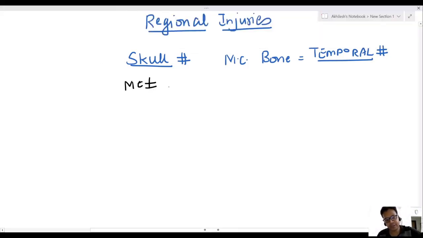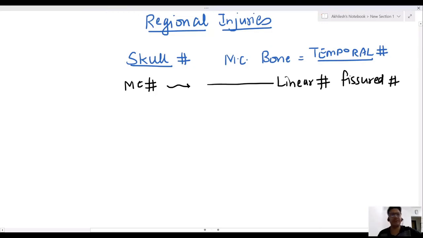Most common fracture in skull bone is a linear fracture, which is also known as a fissured fracture. Both are the same.